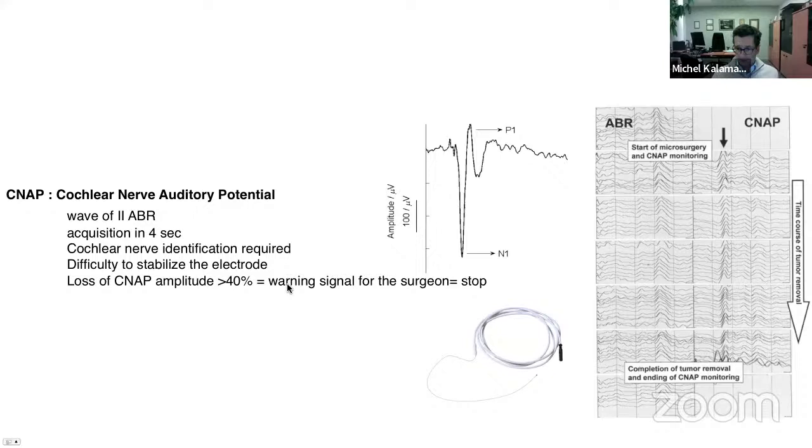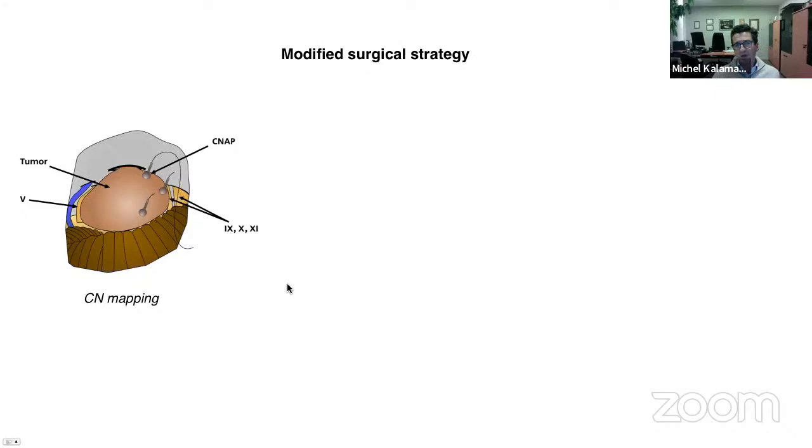So now I modify the strategy compared to the translabyrinthine resection. This is a case of a vestibular schwannoma, and I start by monitoring the eighth nerve by the CNAP. Sometimes it's very difficult to see the eighth nerve at the bottom of the tumor, so I monitor like for the facial, and you can get some response sometimes. So you can see or imagine where the cochlear nerve is. Then I remove all the superior part of the tumor.